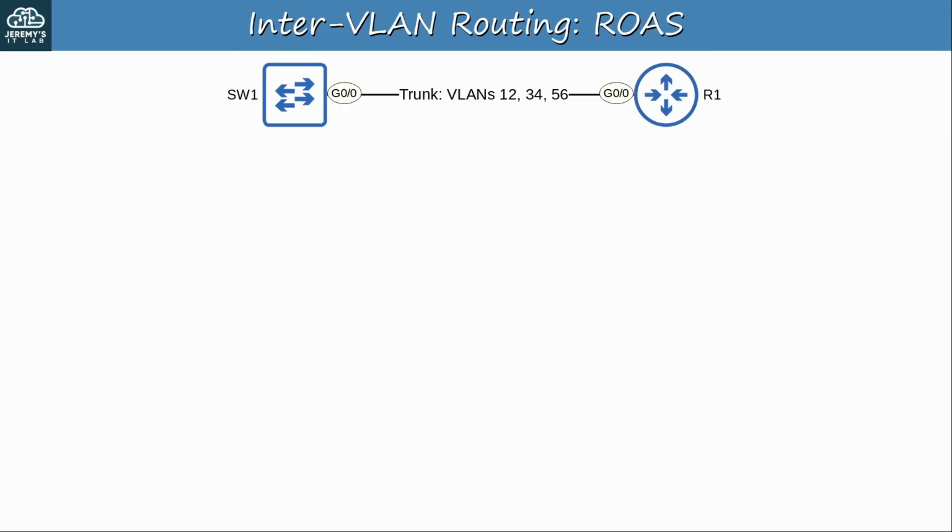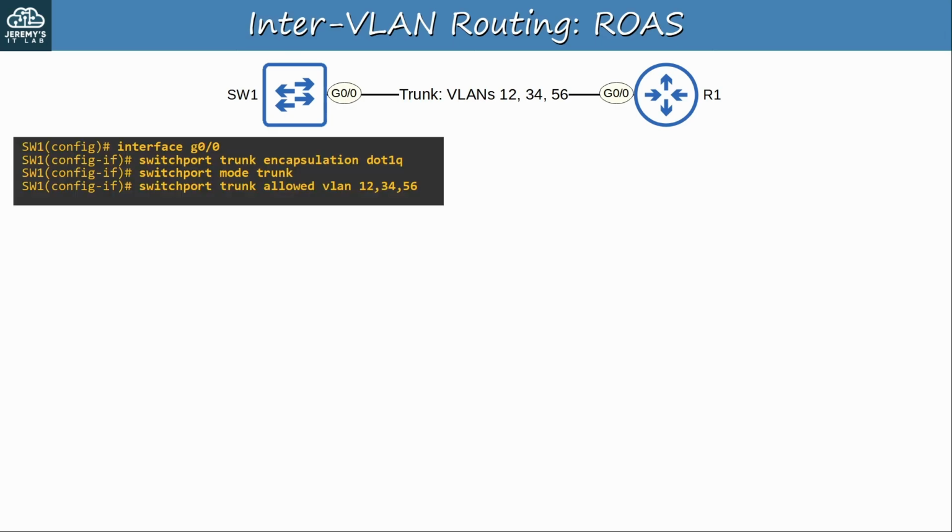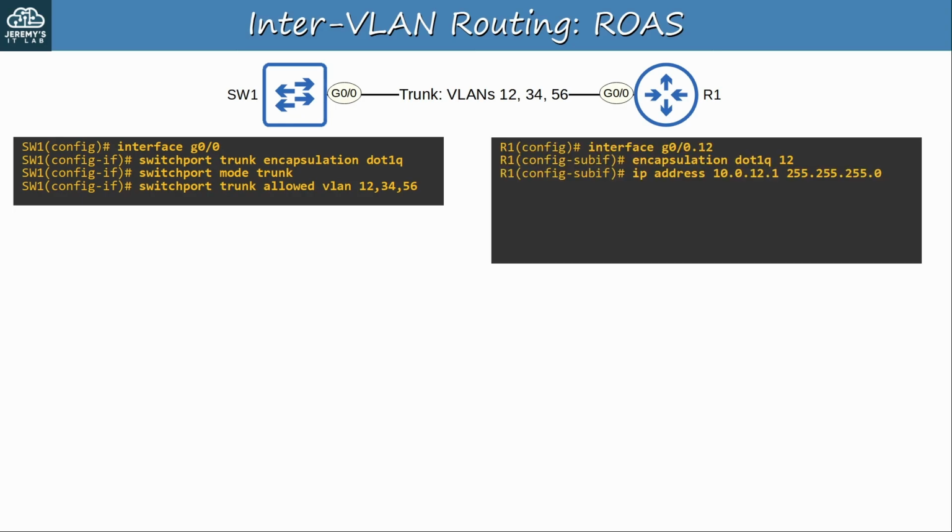First up, router on a stick, which is a trunk connection between the switch and router. On the switch, you configure it like any other trunk connection. I allowed only the necessary VLANs on the connection. On the router, you have to configure sub-interfaces, 1 per VLAN.